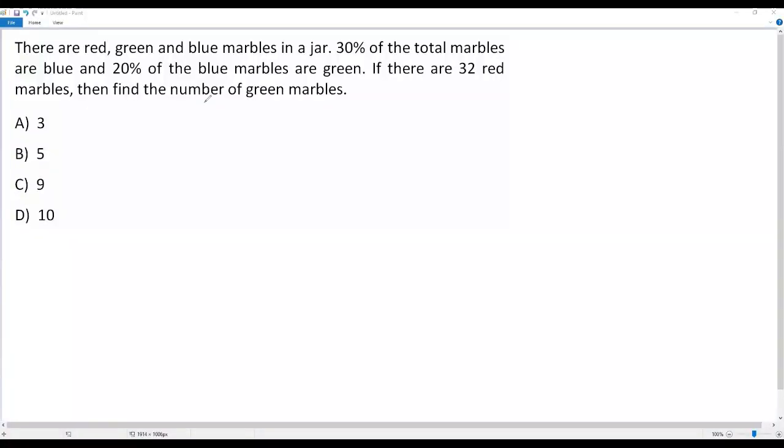Here we have a SAT math problem. Okay, let's go to the question. There are red, green and blue marbles in a jar. 30% of the total marbles are blue and 20% of the blue marbles are green. If there are 32 red marbles, then find the number of green marbles.